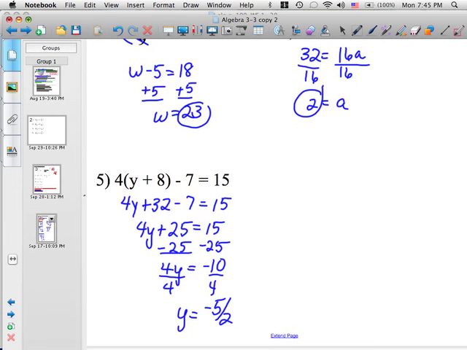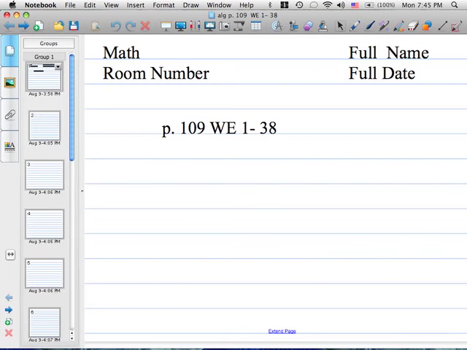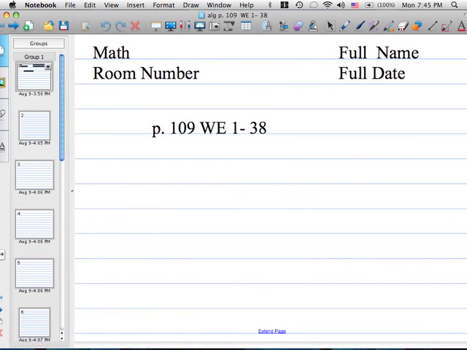We're ready for the paper, the assignment. So you need to make sure your paper is headed. Skip a line. The assignment is page 109, written 1 to 38.